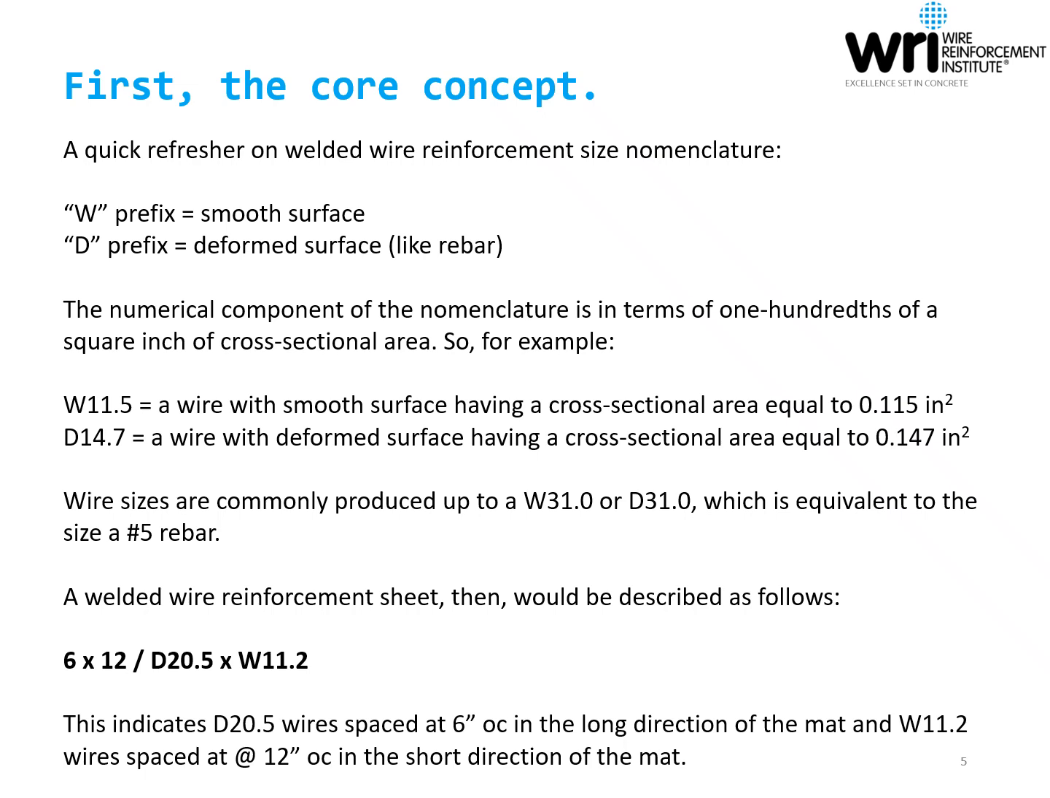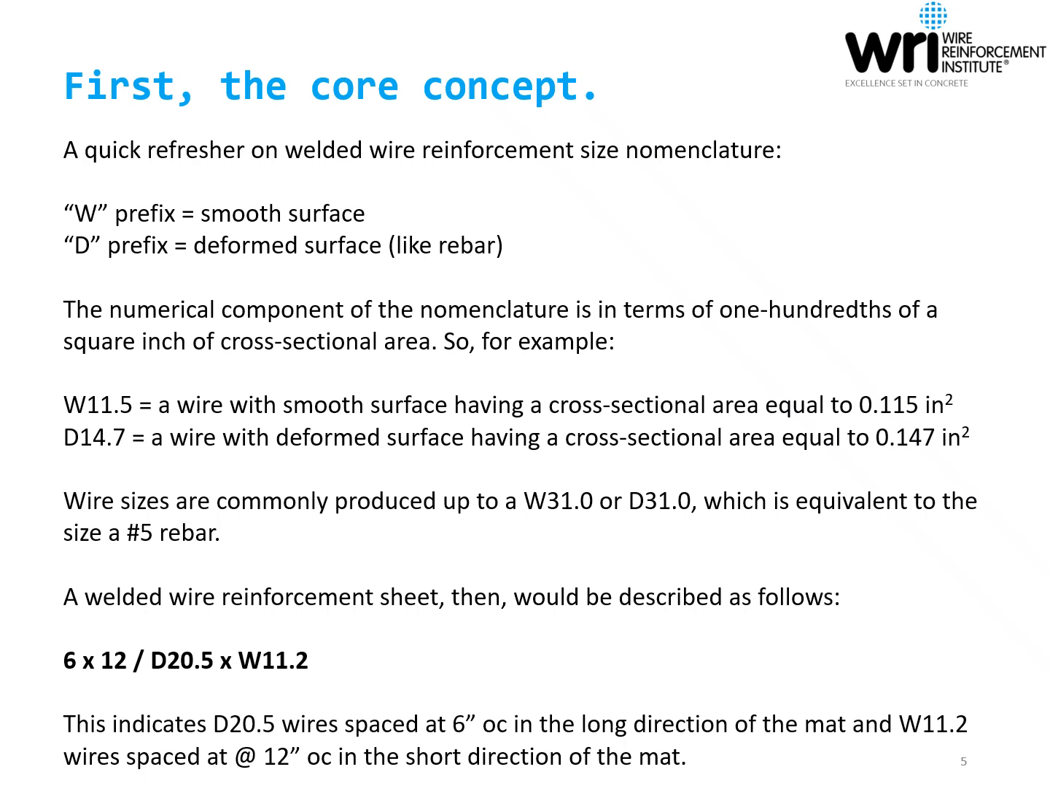A real quick refresher on welded wire reinforcement information. A W prefix indicates a smooth surface wire. D prefix indicates a deformed surface, much like rebar. The numerical component of the nomenclature is in terms of 1/100th of a square inch of cross-sectional area, so a WL11.5 is a smooth wire with 0.115 square inches of area. A D14.7 is a deformed wire with a cross-sectional area of 0.147.